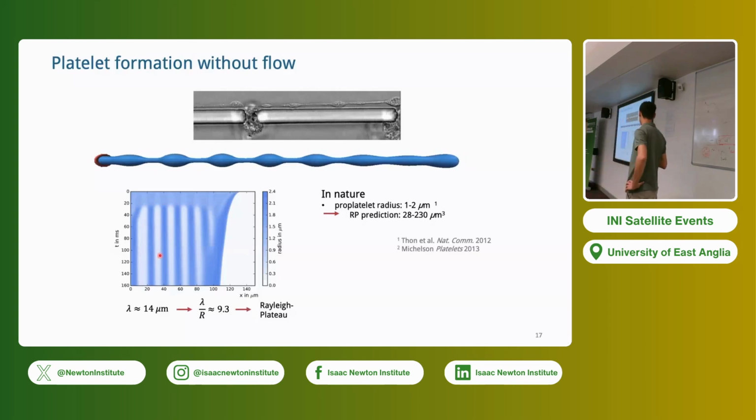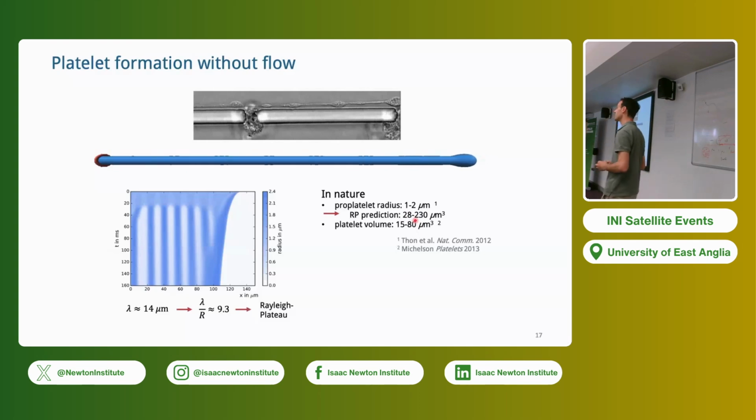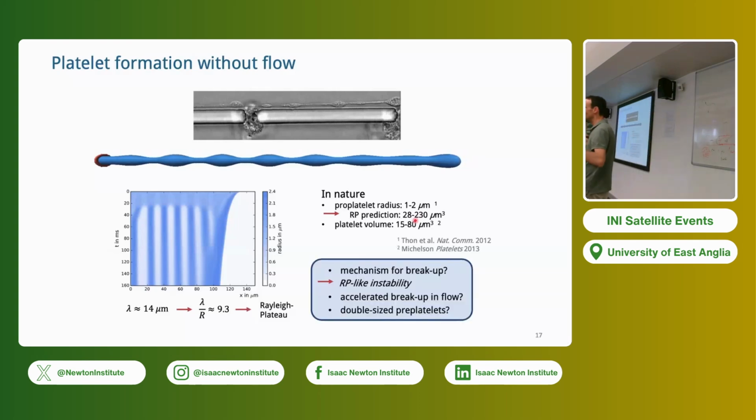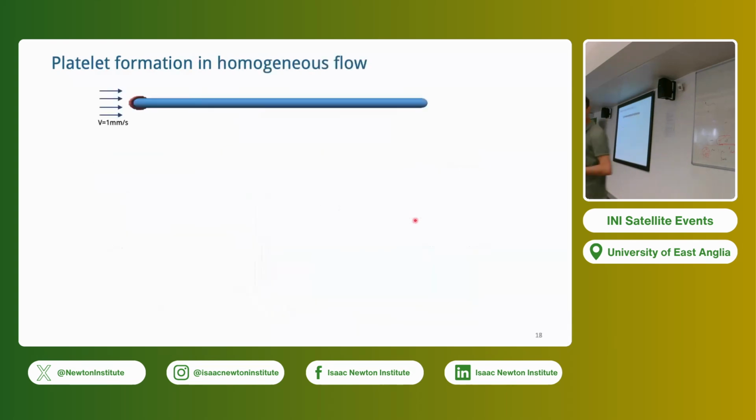So in nature, the proplatelet radius is about 1 to 2 micrometer. That would give a Rayleigh plateau prediction of between 28 and 230 micrometer cubed for the volume of these platelets. And that platelet volume has been measured, and one finds a distribution which starts at 15 for the very small ones and goes up to roughly 80 micrometer cubed. So that fits very nicely in that range. So that Rayleigh plateau picture is compatible with what is seen in nature. So we think that some Rayleigh plateau-like instability, and that's the hypothesis, is behind the formation of these platelets.